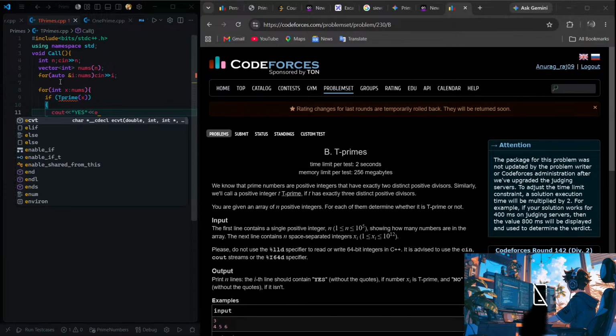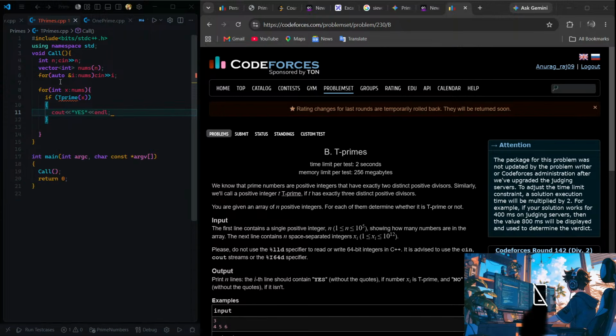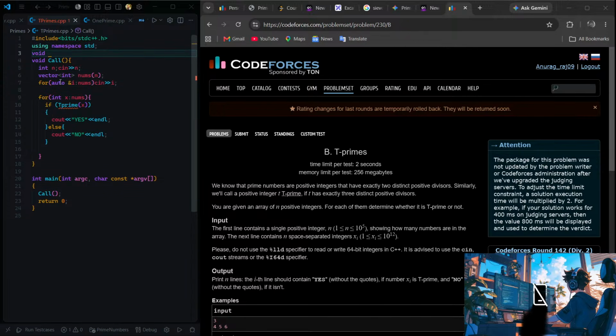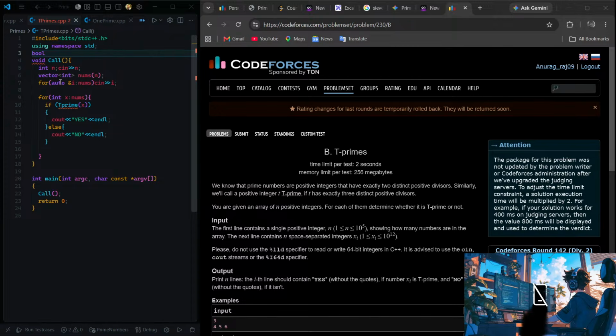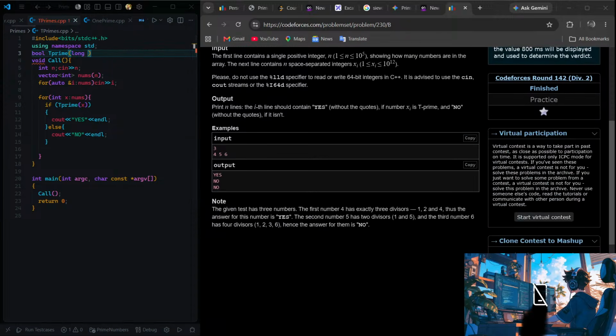I will print cout, and then in the else I will print no here. Now there is another function, which is T prime, and inside it, what is the input size, or what is n?